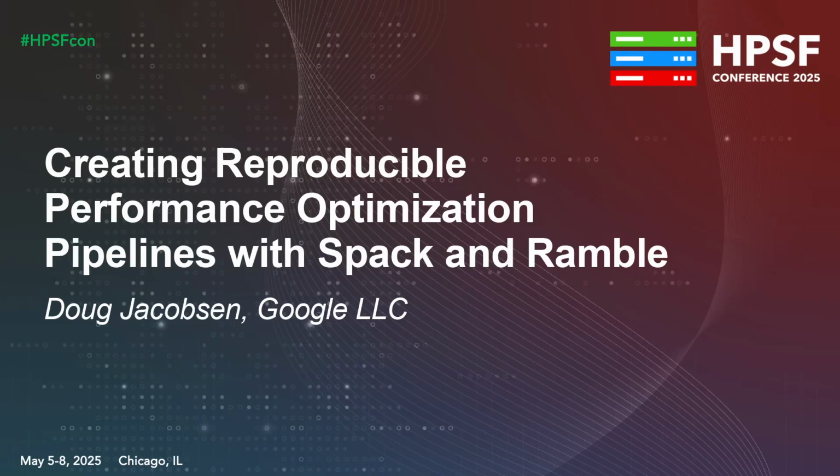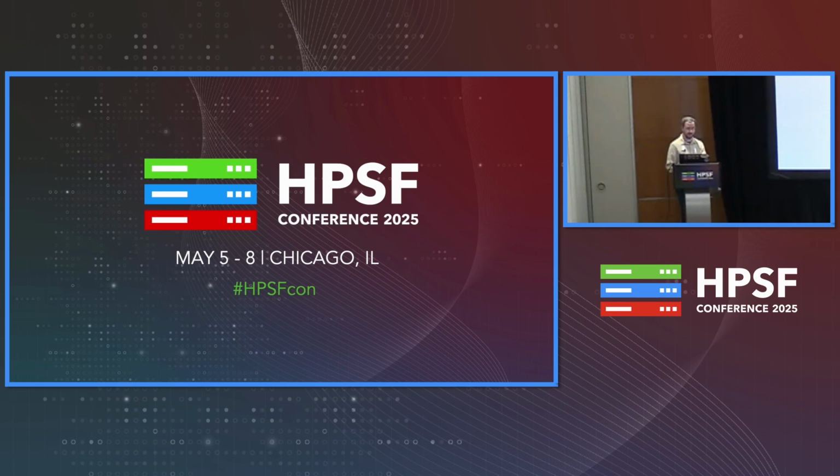So, like I was introduced, I'm going to be talking to you about reproducible performance optimization pipelines with Spack and Ramble. There are some interesting things about this talk relative to other talks so far about things that we do with Spack, which I'll talk about. Some of the graphs are going to be hard to follow if you can't see, but I'm going to talk to you about my team's workflow and some of the tools that we use, and then how we use Spack at Google, and how we do performance optimization.